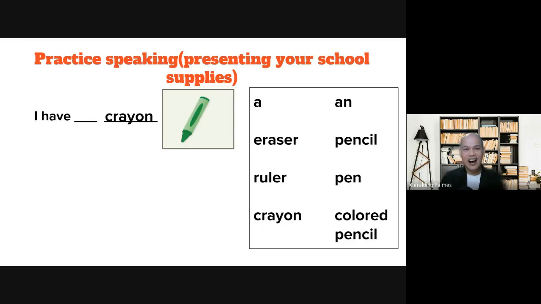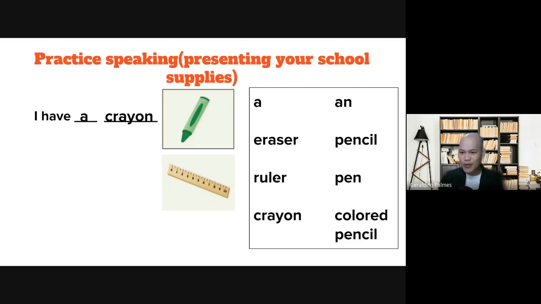Is it consonant or vowel? It's a consonant. Very good. So since this one is a consonant, we can use a. We write it down right here. I have a crayon. Can you say it? I have a crayon. Very good. I like it. Next one. What do we have right here? It's a ruler. Good job. Ruler. Can you find the word ruler right here?